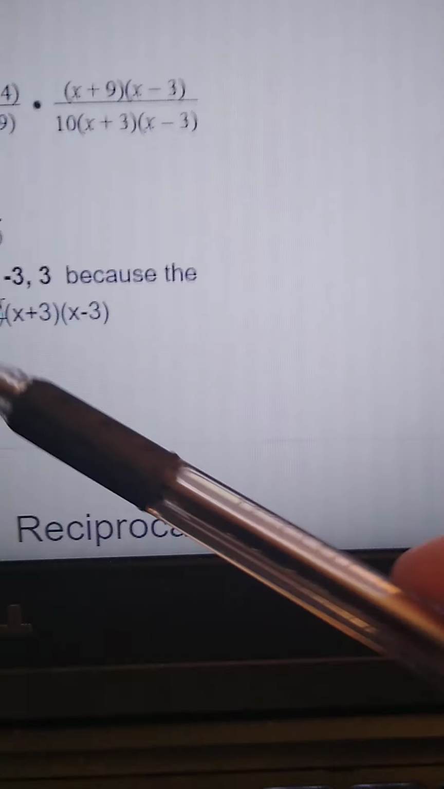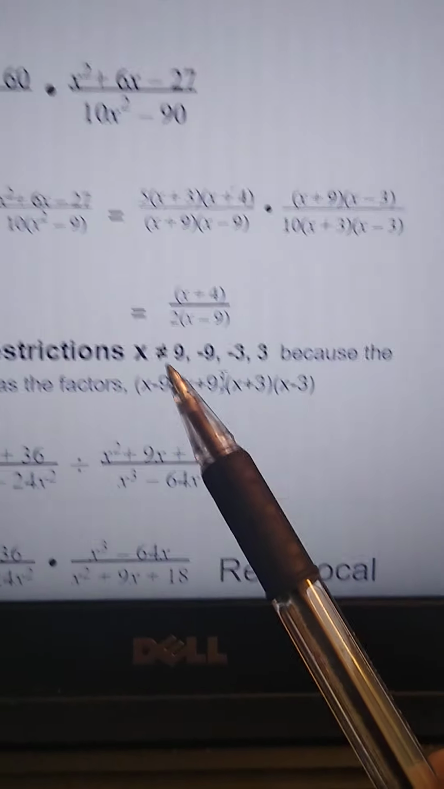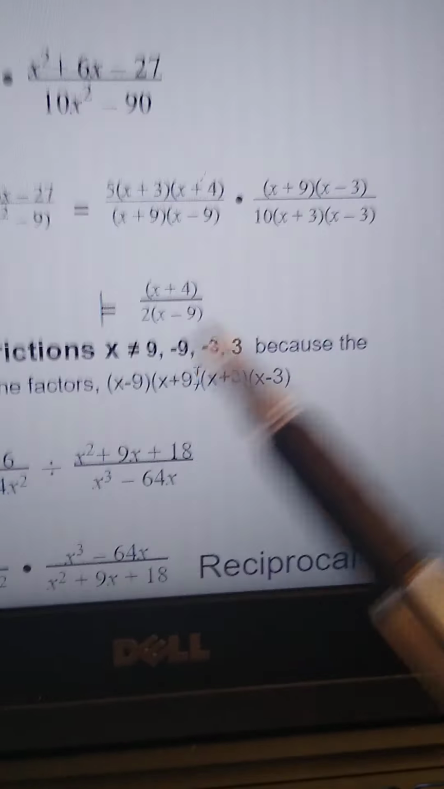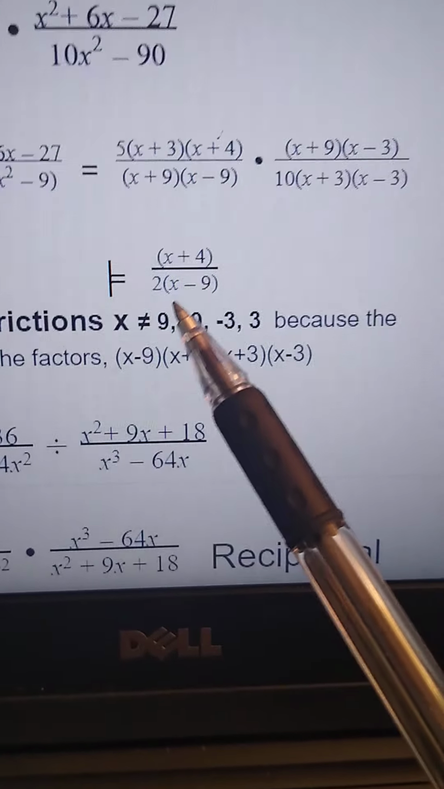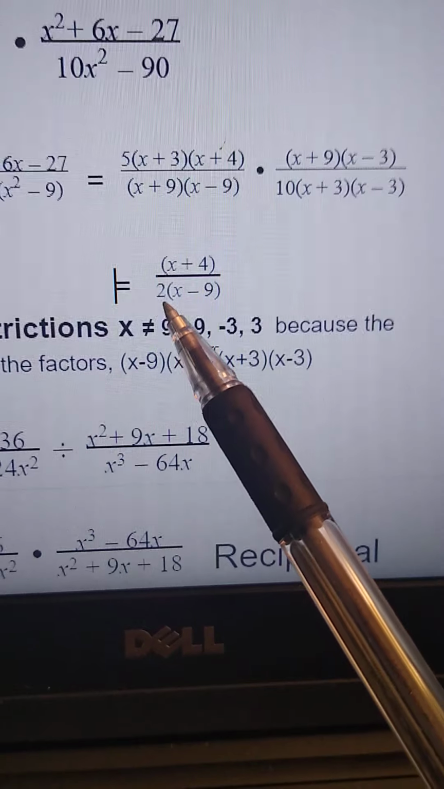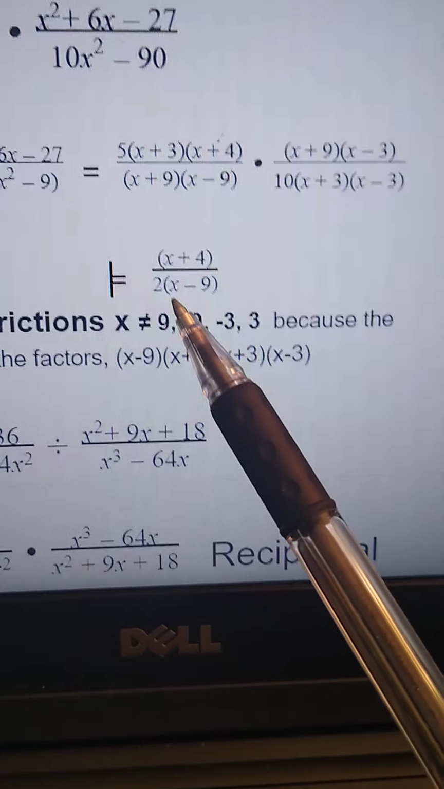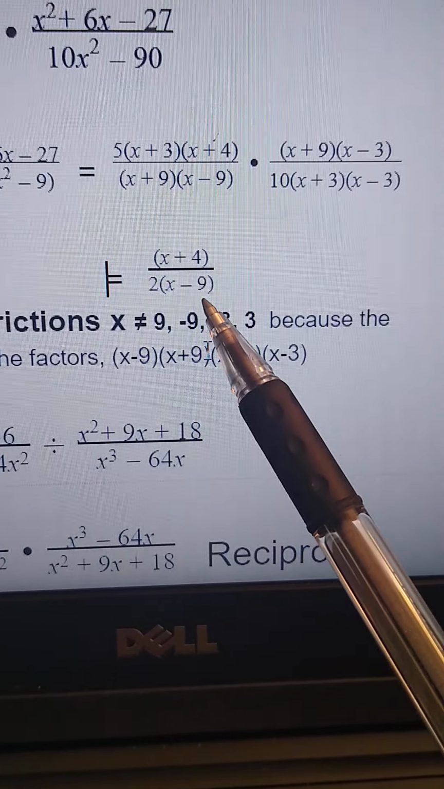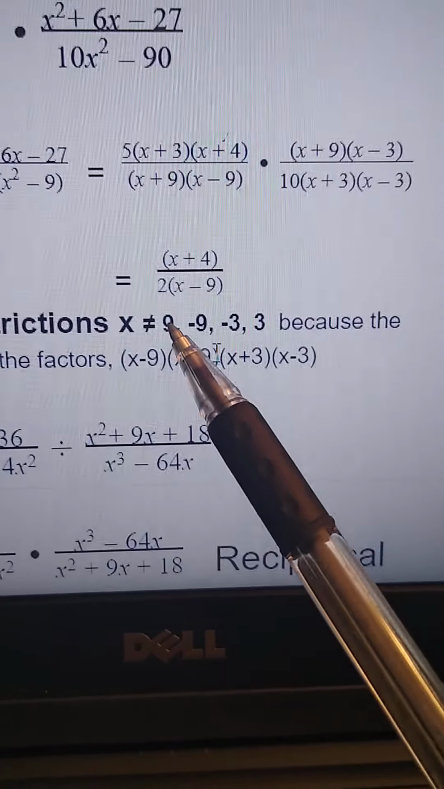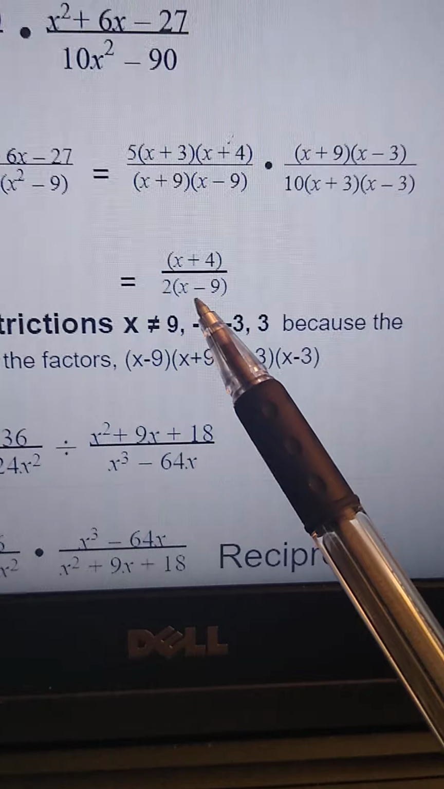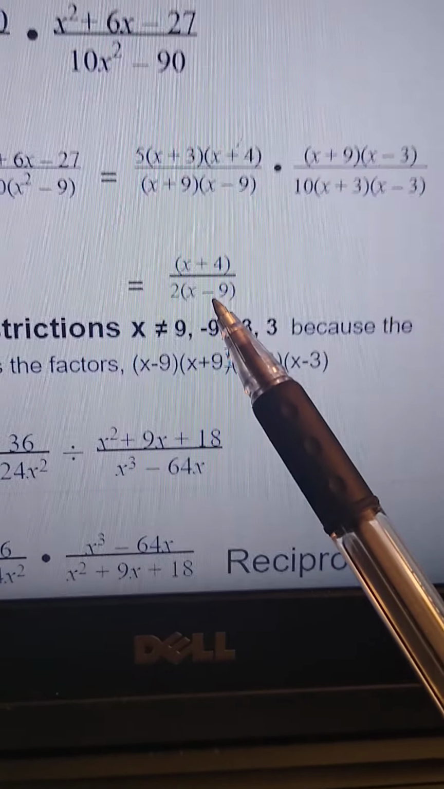Now what are the restrictions? The restrictions are going to be where x cannot be equal to because it doesn't exist. You know we can't divide by 0, so let's take this denominator. The 2 means nothing because there's no x with it. If I plug 9 in for x, I would get 9 minus 9, which is 0 in the denominator. You cannot divide by 0, so 9 is not something x is allowed to be equal to here because that would make 0 in the denominator.